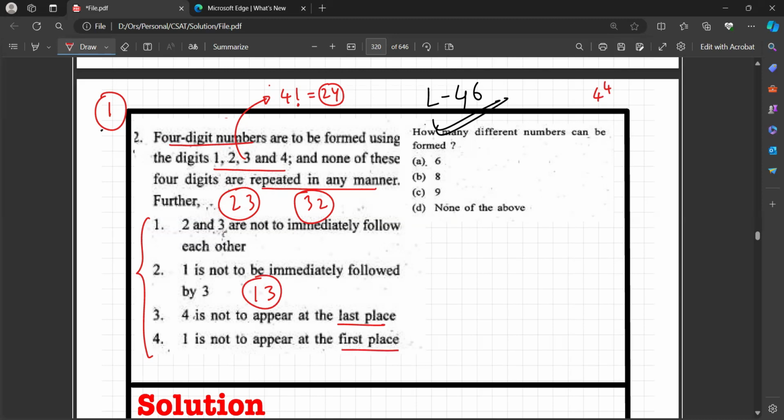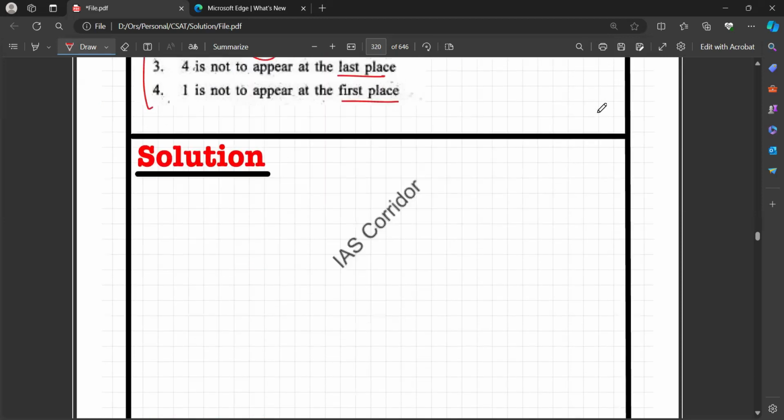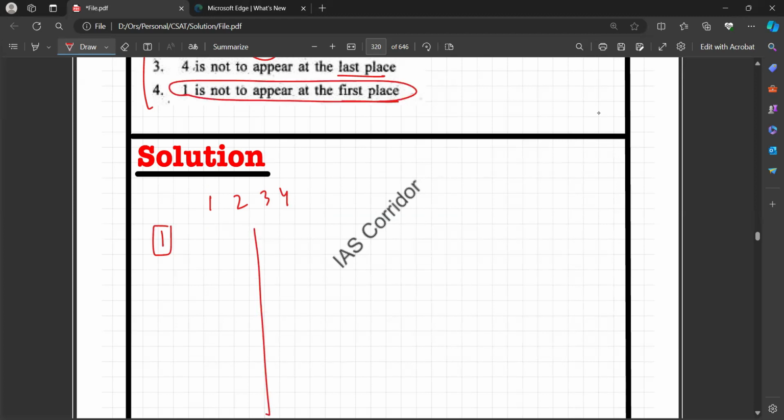Clear? So with all these conditions given, we need to find how many different numbers can be formed. Applying PNC here will be a bit tough, because with so many conditions you have to subtract so many things. So the best approach here, I would suggest, is writing down those numbers. 24 numbers. But how to write them? 1, 2, 3, 4. Any numbers that begin with 1 we need not write, because 1 is not to appear at the first place. All those 6 numbers are eliminated then and there.